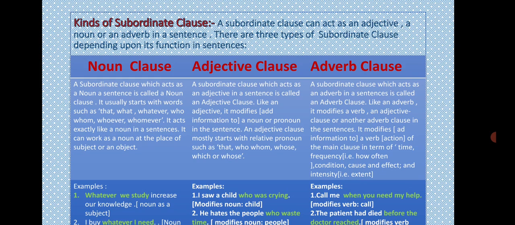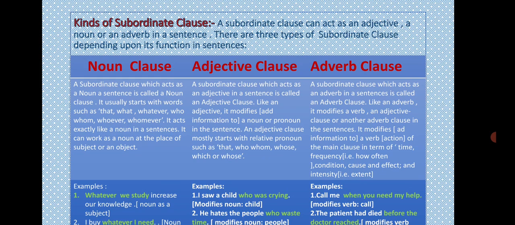For example, whatever we study increases our knowledge. Noun as a subject. Now whatever we study is the subject of this sentence, means it's a noun of that sentence. That's why it is a noun clause. I buy whatever I need.